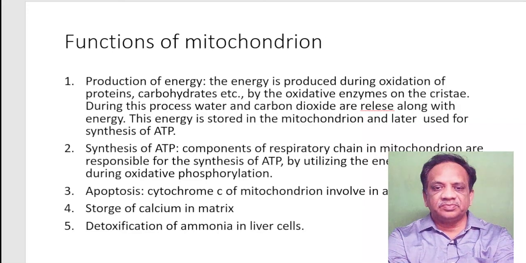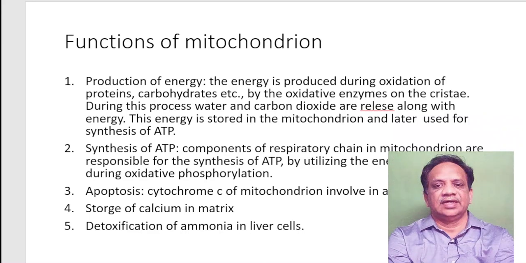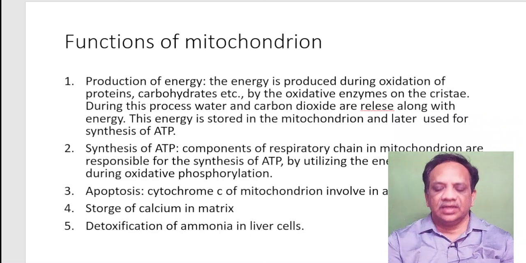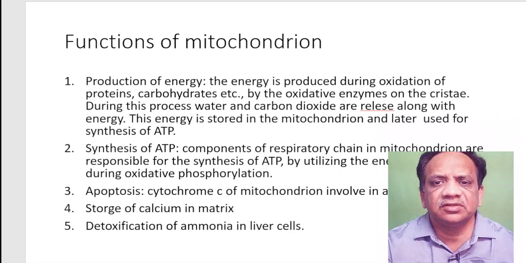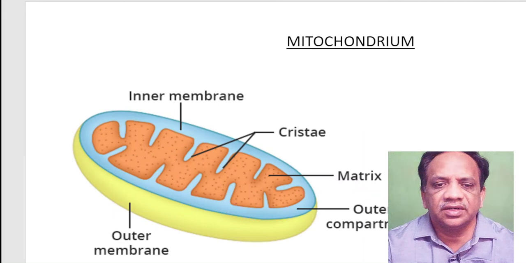Synthesis of adenosine triphosphate: the components of the respiratory chain in the mitochondria are responsible for the synthesis of ATP by utilizing the energy released during oxidative phosphorylation. In apoptosis, the cytochrome C of the mitochondrion is involved in programmed cell death. There is storage of calcium in the matrix, and detoxification of ammonia in the mitochondria of the liver cells. So, these are the functions of the mitochondrion. If this is the mitochondrion, you can see the outer membrane, the inner membrane forming the cristae, and the matrix.